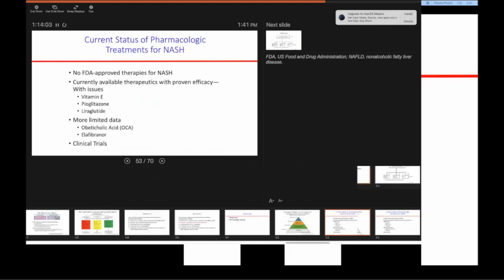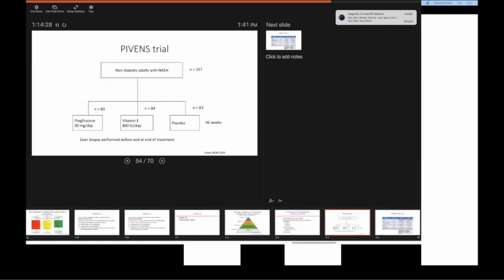So the current status of pharmacological therapies, as I mentioned, there's no FDA-approved drug. There are drugs that are available, but they have issues, and they're not approved for NASH, including vitamin E, pioglitazone, and liraglutide. There's more limited data with obeticholic acid and elafibranor, and we have clinical trials here. So I'll go through these. I'll try to go quickly because I have a few more slides and we're starting to run out of time.